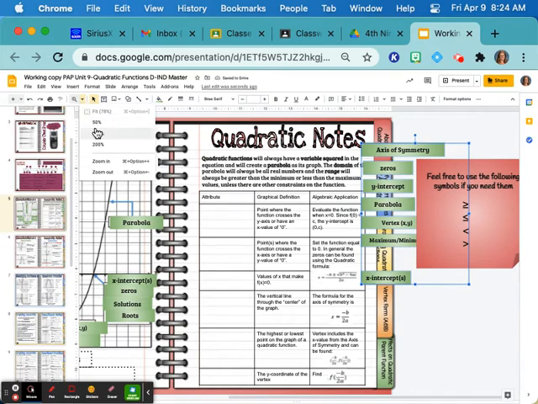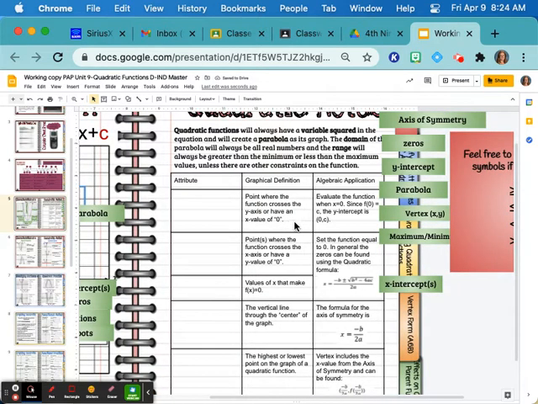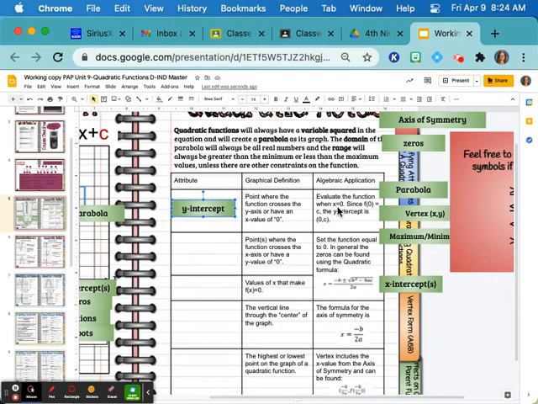I'm going to zoom in. Okay, graphical definition. Point where the function crosses the y-axis or has an x value of 0. What is that called? Y-intercept. So in order to find that, you would evaluate the function when x equals 0. Since f of 0 equals c, the y-intercept is at (0, c). So you plug in a 0 for your x.